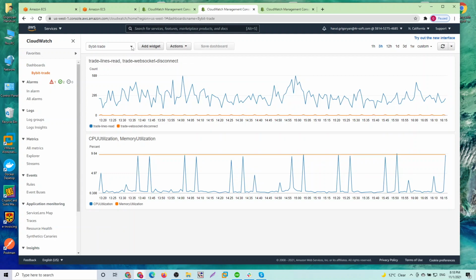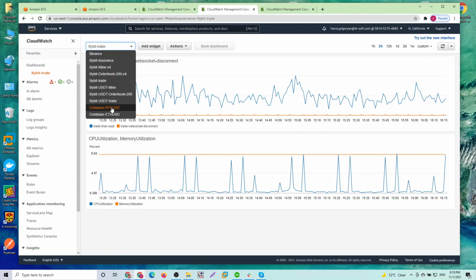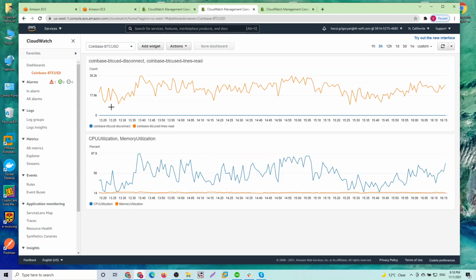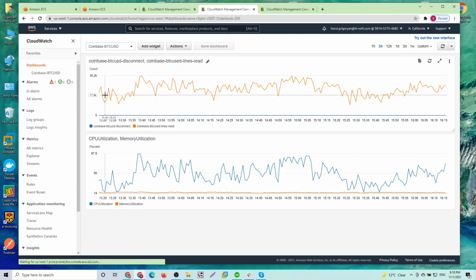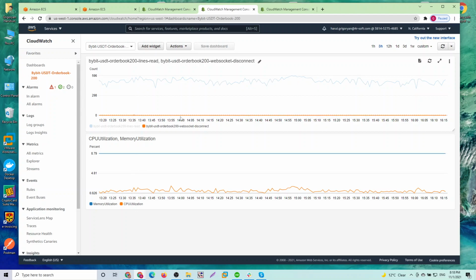This is another one. This is Bybit Trade, Coinbase. For Coinbase, we do not have disconnects at all. And by the way, for Bybit USDT, we do not get disconnects at all. So it's pretty much a smooth line here and here as well.